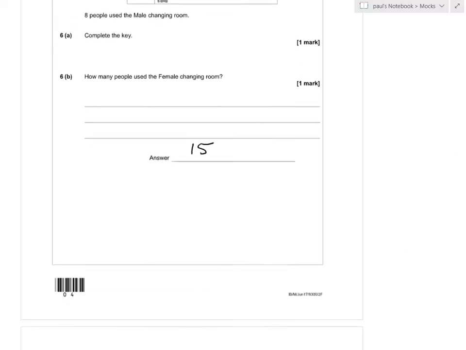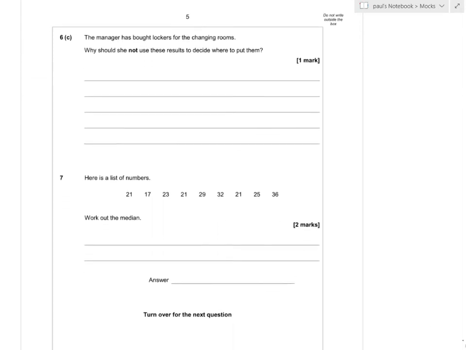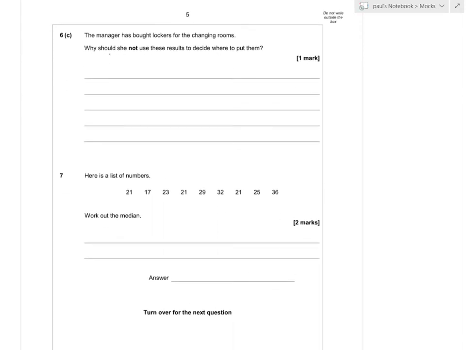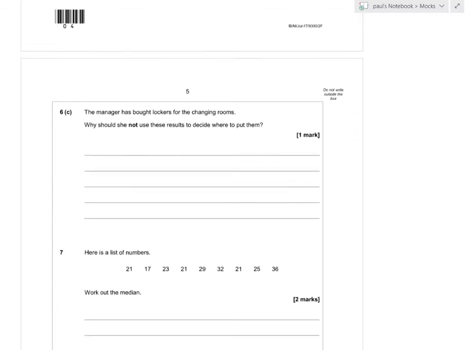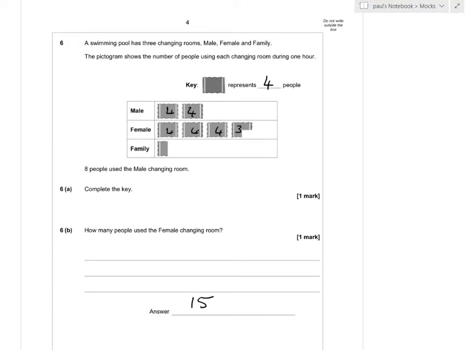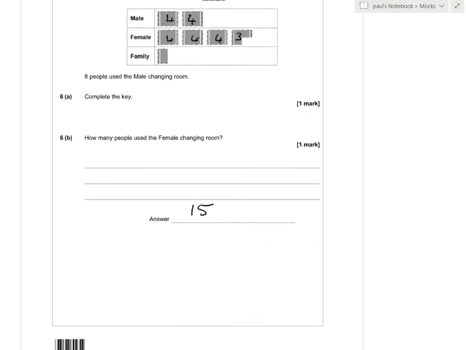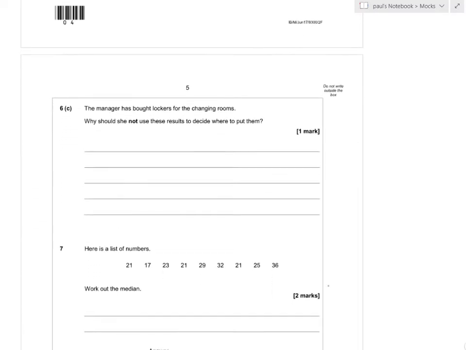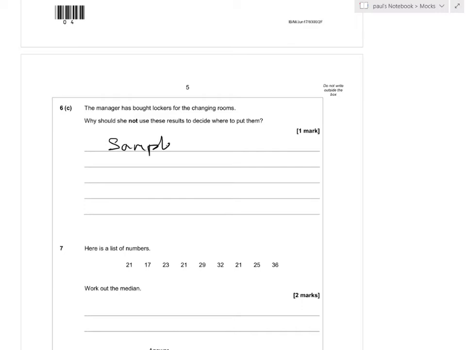Next one. The manager has bought lockers for the changing rooms. Why should she not use these results to decide to put them in? Right, probably, when did we do? Oh, during 1 hour, yeah. Always the same sort of answer here. Sample is too small.